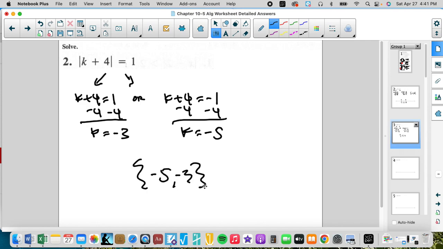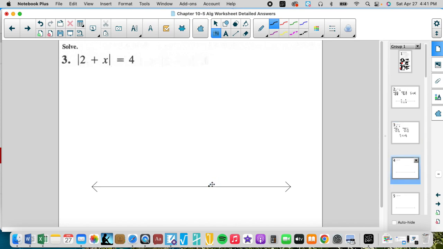So those are the two solutions, negative 5 and negative 3. I don't know if there's really an or or an and in this. We have two solutions, I guess. So if we plug in negative 5, we get negative 1, absolute value of negative 1 equals 1. If we put in negative 3, we get 1, absolute value of 1 is 1.